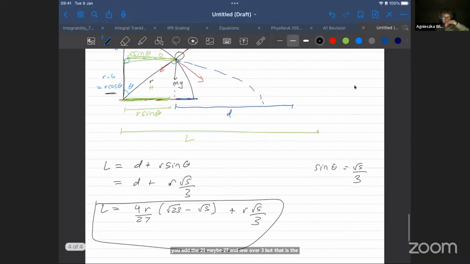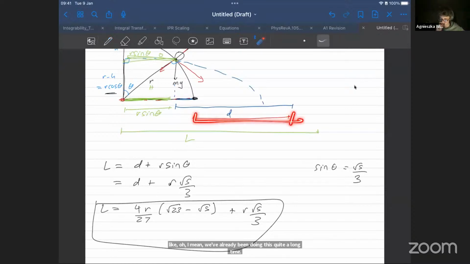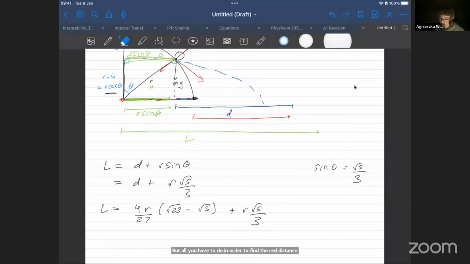far. And I've just realized I misinterpreted it, because they want this distance, not from here. I just read it wrong. We've already been doing this quite a long time, but all you'd have to do to find the red distance is take away r from what I just wrote. So minus r: the red distance, L2, is just L minus r, because r is just the radius of the sphere.